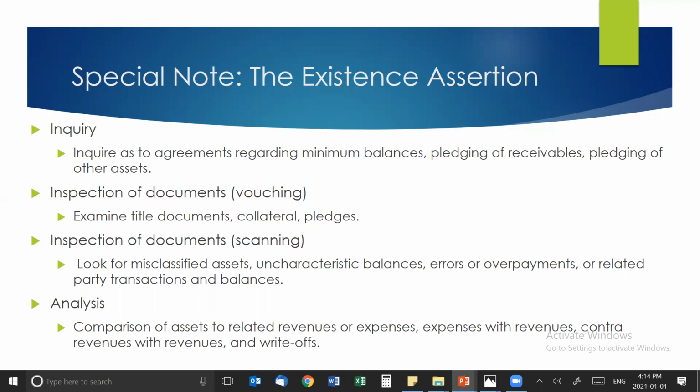And then we can do a comparison of assets to related revenues and expenses, compare expenses with revenues, contra revenue accounts with revenue accounts, right? To see what's the typical sales discounts that are being provided. Are they similar to the previous years, or does this one year have a lot of sales discounts when other years didn't? So that's something that you would question further.